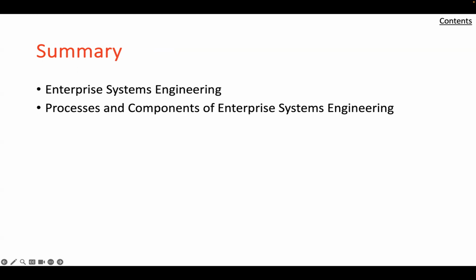Then, in terms of processes and components of enterprise system engineering, the enterprise system engineering processes can include technology development, capability-based engineering analysis, enterprise architecture, strategic technical planning, and enterprise assessment and analysis.